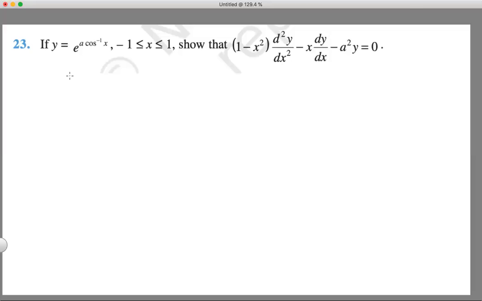Okay, we will start from what is given. y is equal to e raised to a cos inverse x. Now, we will take a log on both the sides. That's immediately evident. Log y is equal to a cos inverse x.